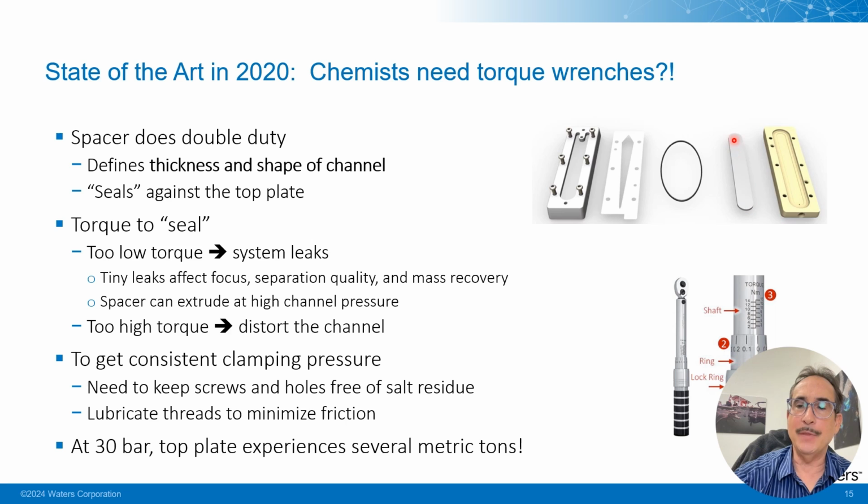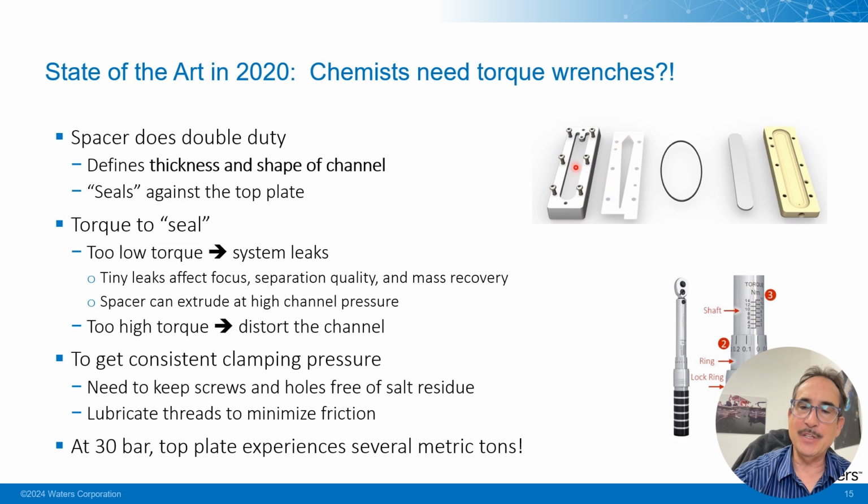The membrane would go on top of the frit, which would sit in the bottom plate, and the whole thing would be screwed together with a torque wrench in a star pattern to make certain everything was quite balanced. And if you didn't get the torque exactly right, then you would find that it would leak or you would have weird focusing behavior.